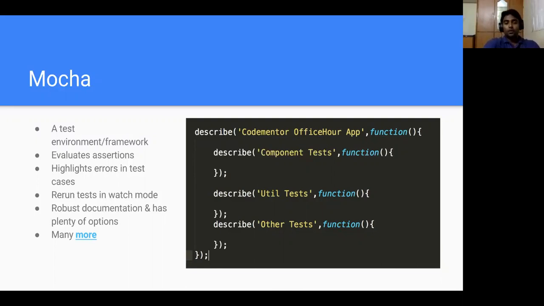Mocha is also able to evaluate assertions from libraries like Chai. Chai is an assertion library which just tells Mocha whether a test is successful or not. Mocha is also able to highlight errors in test cases and tell the user what is the expected output and what is the actual output.